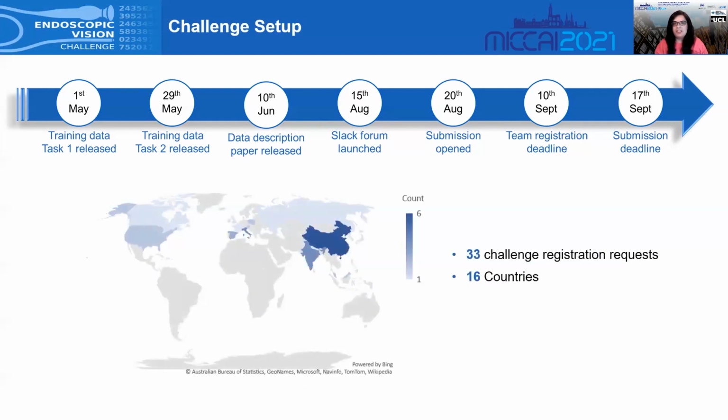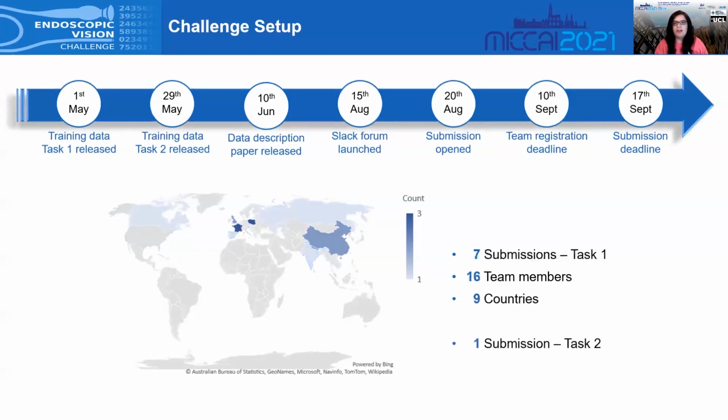We received 33 challenge registration and dataset access requests from participants of 16 different countries. And when we opened the team registration deadline, in total, 13 teams registered with a total of 22 team members from 11 different countries. And when the challenge closed, in total, we received submissions from 7 teams for task 1, in total 16 team members, and these were from 9 different countries. For task 2, we only received 1 submission.